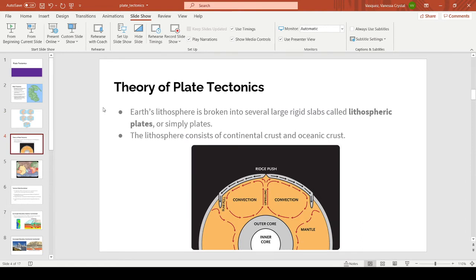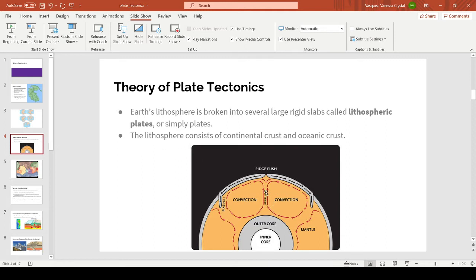With the supporting evidence behind the continental drift theory, this led to the development of a more comprehensive model known as the theory of plate tectonics. The theory of plate tectonics is based on the Earth's lithosphere, which is broken into several large rigid slabs called lithospheric plates, or simply plates.